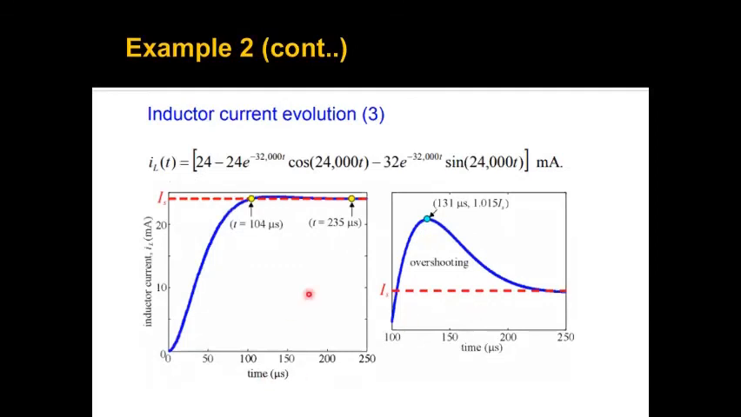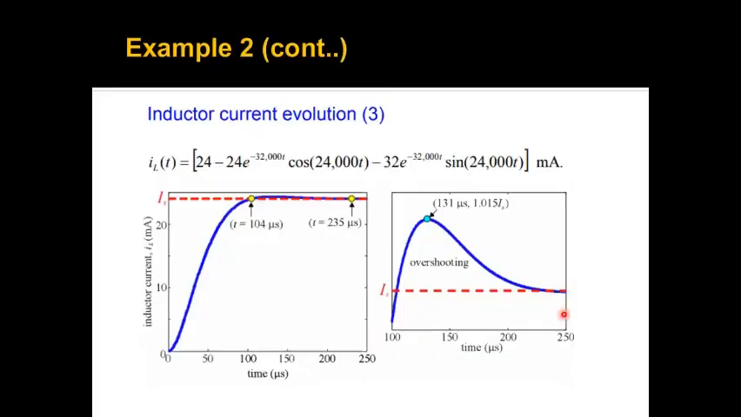If you try to do the simulation, it should look like this. This is your inductor current, using the equation that you have. This is the 24 milliamp. And in this one, you can see that there will be overshooting at the beginning of your time response. Okay, so that's all for the example.